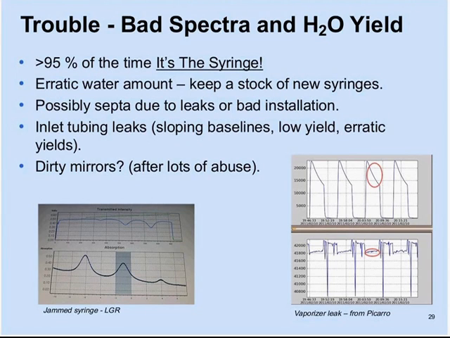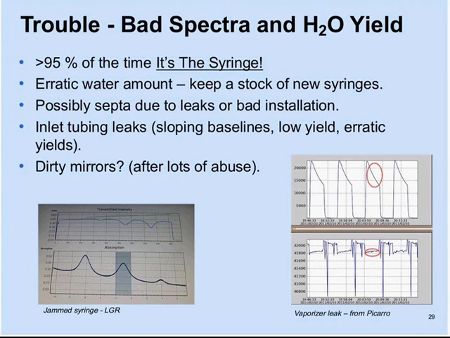You could possibly have a septa leak due to how you've installed it. It might have twisted as you've put it in, or there could have been a leak developed in the transfer line, or when you've assembled it, you haven't got a connection quite tight. Inlet tubing leaks are a good place to look for these sorts of things. These can result in sloping baselines, erratic yields, and so on. And dirty mirrors, people tend to look for the worst possible thing, or disease, if you want to call it that. Dirty mirrors, I would say only after a lot of abuse.